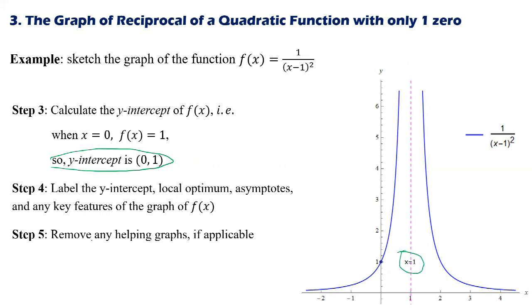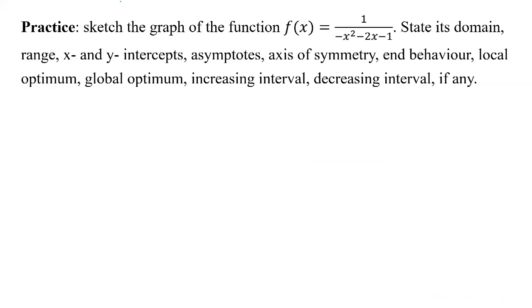Okay, step 5, remove any helping graphs if applicable. So what's left here is a graph of 1 over (x minus 1) to the power of 2. Okay, do you have any questions to ask? Okay, if not, let's do a practice here.